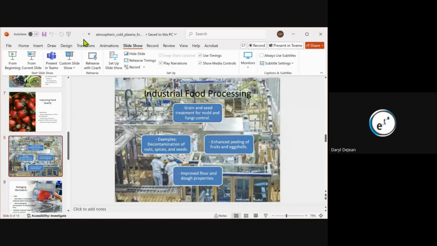So I have an example here of where it's used in food processing and the types of applications. We see this, and there's ways to use this in the grain and seed treatments to control the mold and fungi that happen in your grain and your grain silos and stuff like that. We have different areas where we have the studies on almond factories and spices and seeds where it helps decontaminate them so they can grow and be very healthy and more productive plants.